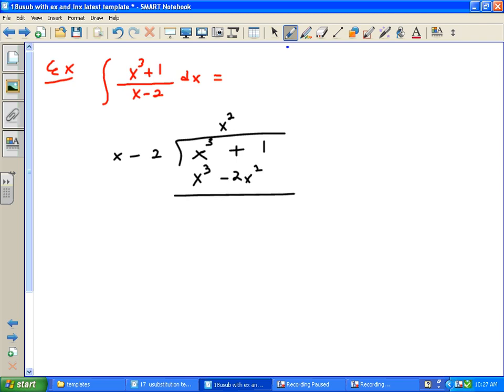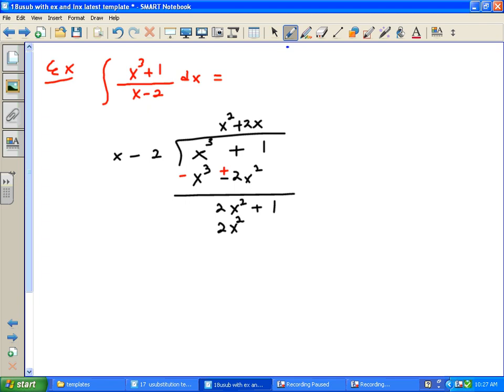Now I'm going to subtract. So I change the signs and I add. The x cubes are going to cancel. I have 2x squared and bring down the 1. Okay, next question. x goes into 2x squared how many times? 2x times. So 2x times x is 2x squared.